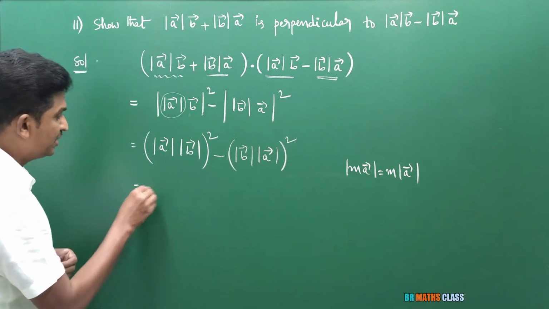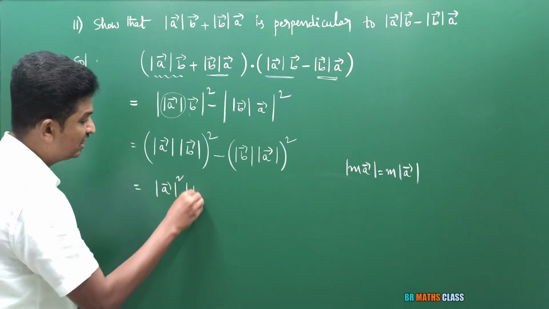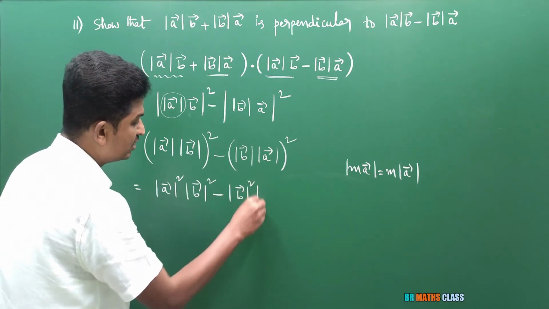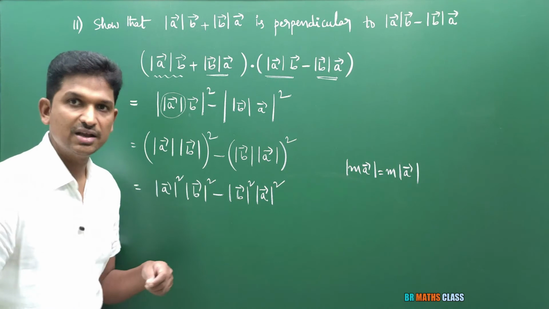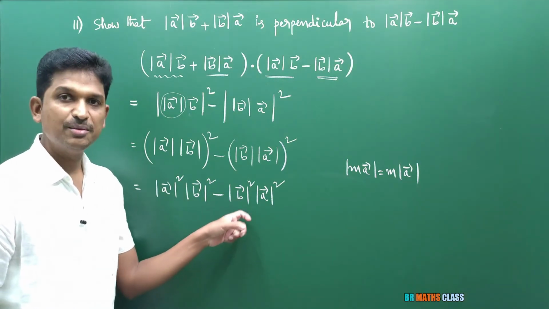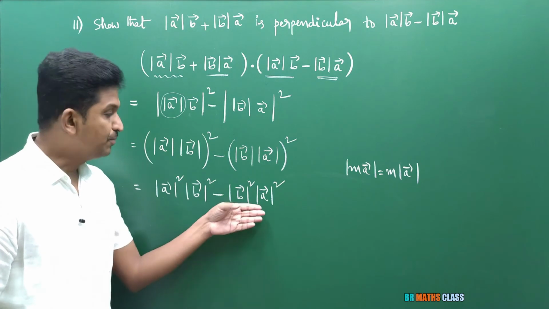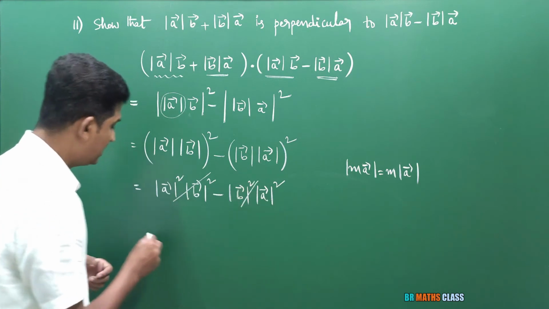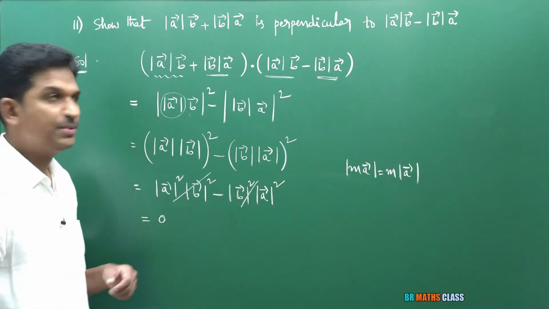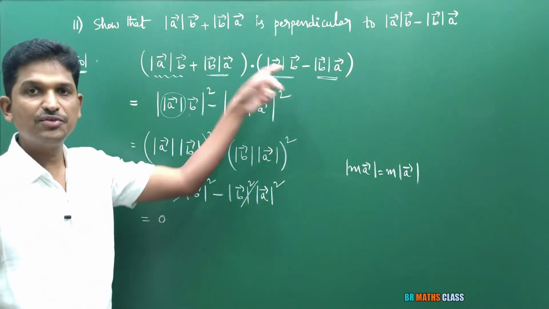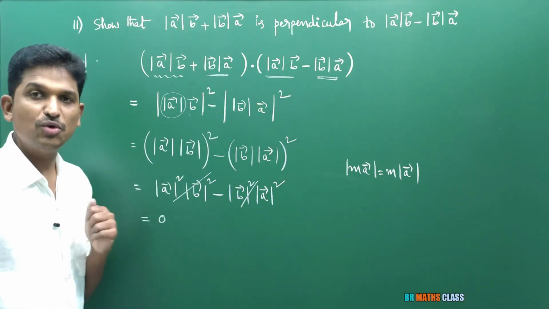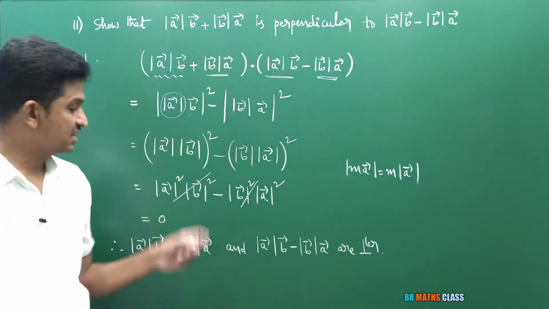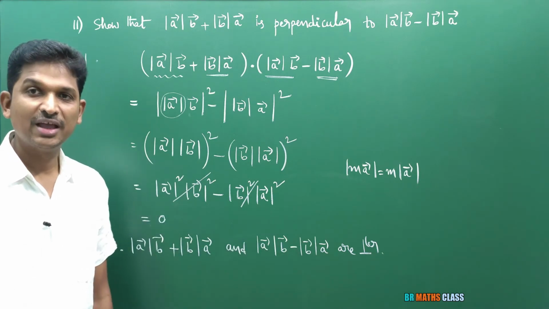Okay, so what will this become? This is magnitude of a bar whole square into magnitude of b bar whole square minus, simplify this, what will this become? Magnitude of b bar whole square into magnitude of a bar whole square. Both are scalars. So this can be written as magnitude of a bar square into magnitude of b bar square. You observe this expression is the same as this. Both have opposite signs, so they will get cancelled. You will get 0. So what happened? When I calculate the dot product of the given two vectors, I got the answer 0. So what is the conclusion? I can say that the given vectors are perpendicular. I hope you understand this.